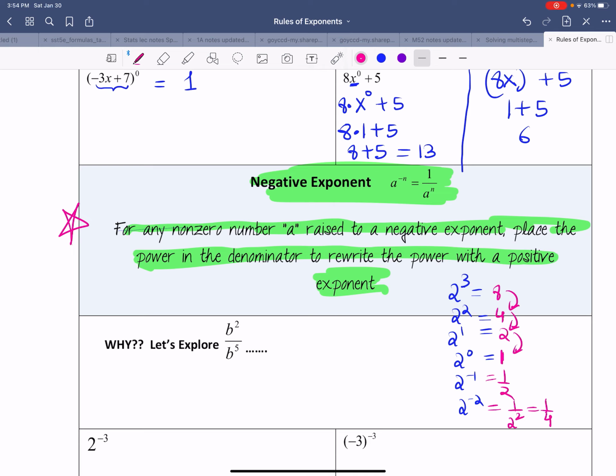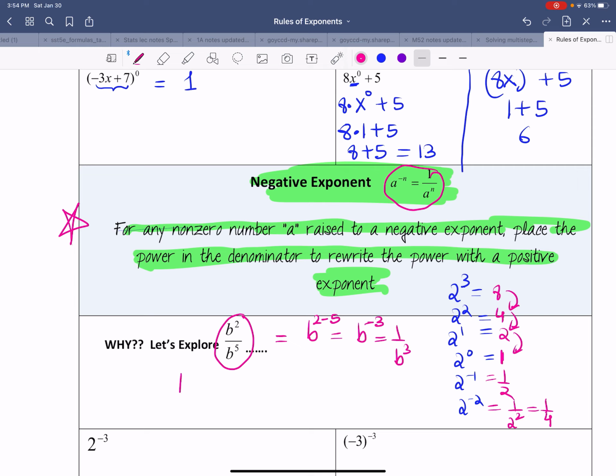So let's explore b to the second power over b to the fifth power. This is going to equal b to the power 2 minus 5, which is b to the negative third power, and 1 over b to the third. That's what the rule says: bring it to the denominator, make the exponent positive. Now, why is it true?